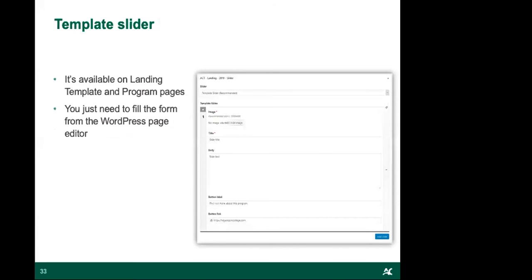The template slider is the best one that we have. It's very easy to use, but it's available only on the landing template and on the program pages. It's the 2-column slider that we have. You just need to fill the form and it's fine.